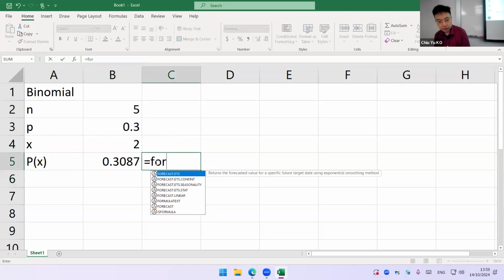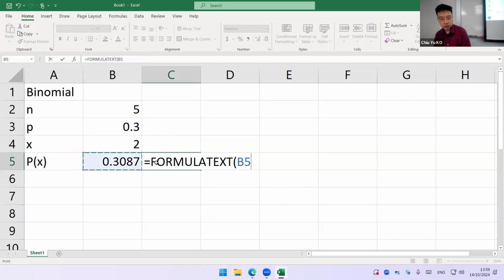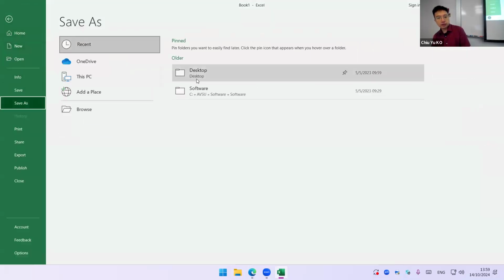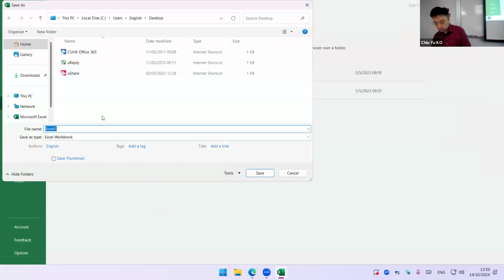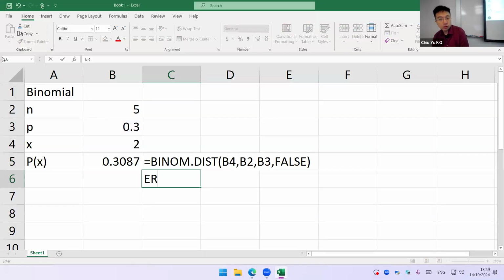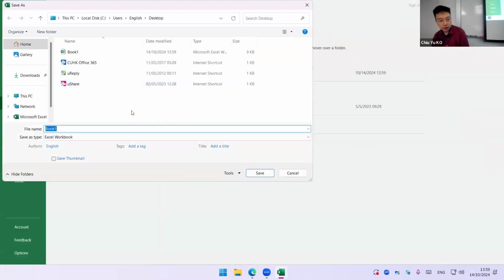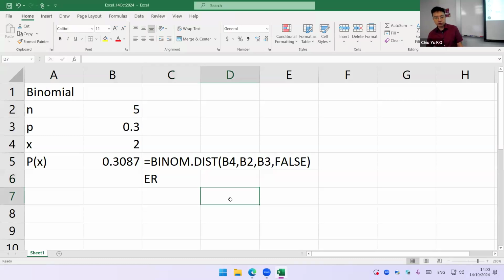So maybe I just put the formula here, so that would be the formula, and let me save it in case. Oh, I forgot to save it. Sorry. Let me save this. Excel, 14 October 2024. Okay, so this will be the P of X.